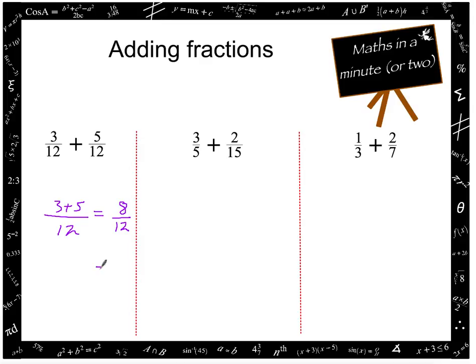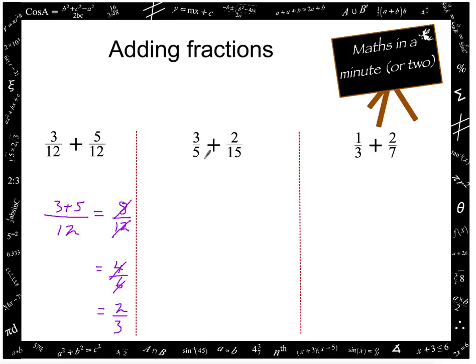Now we can cancel that down. We could halve both the 8 and the 12, leaving us with 4/6. We could do that again, leaving us with 2/3. It's always a good idea to cancel down if you can.